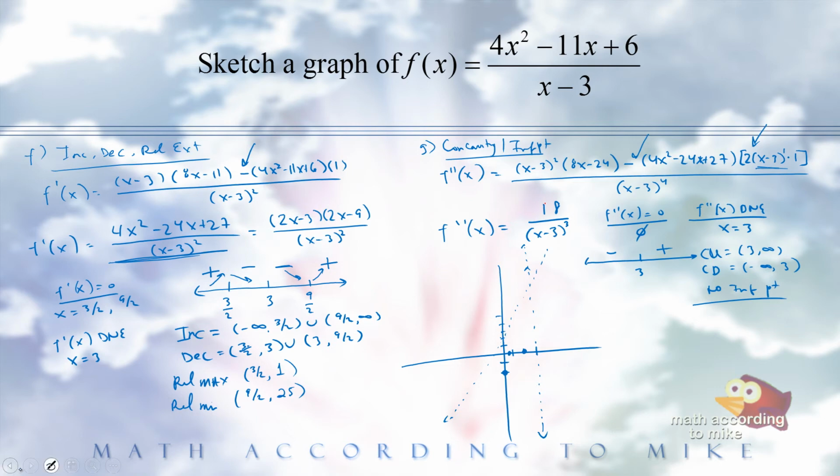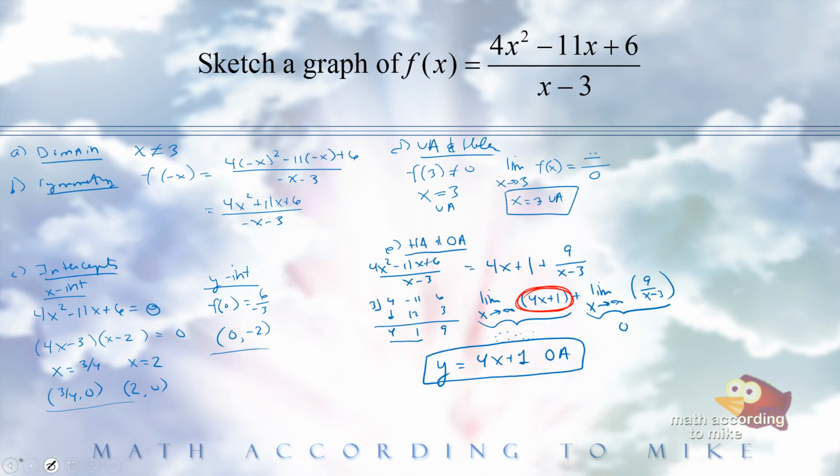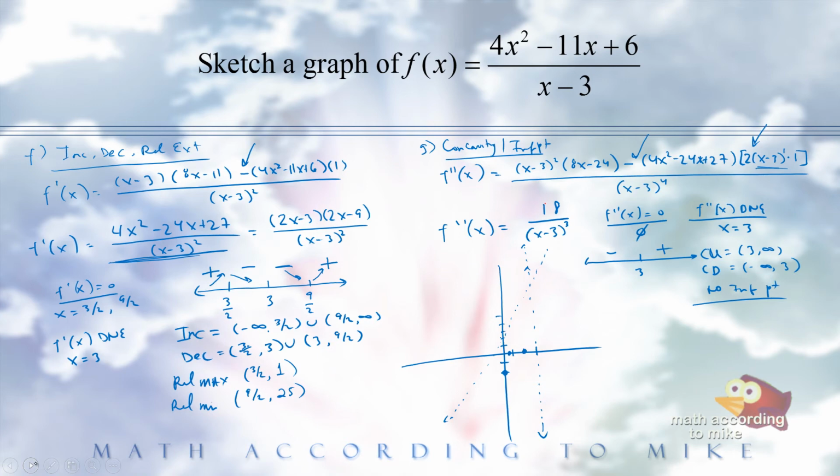Let's see, what else do we have? Oh, we have a relative max at 3/2, comma 1. About right there. Relative min at 9/2, comma 25. 1, 2, 3, 4, 5. I'm going to call this 25 because I can. I'm just that cool. And other than that, that's really all we have.